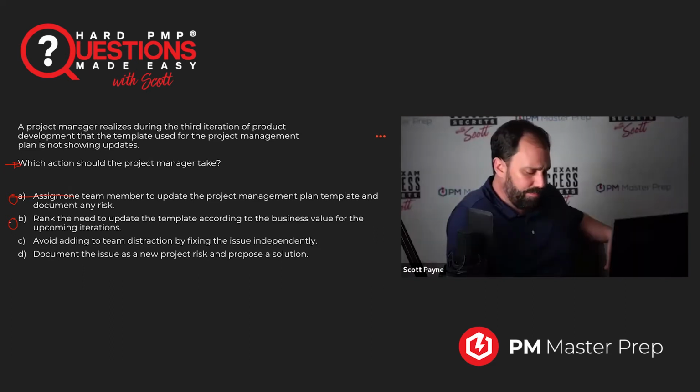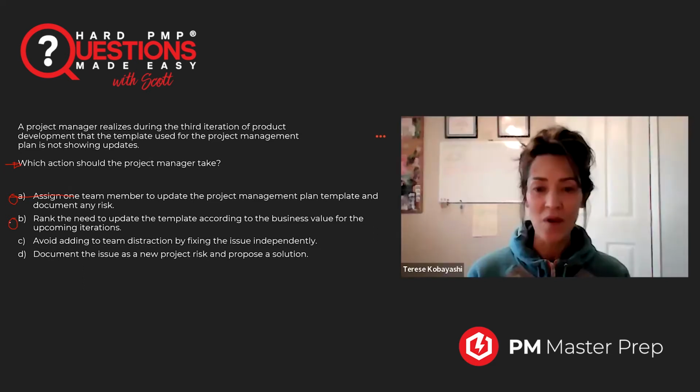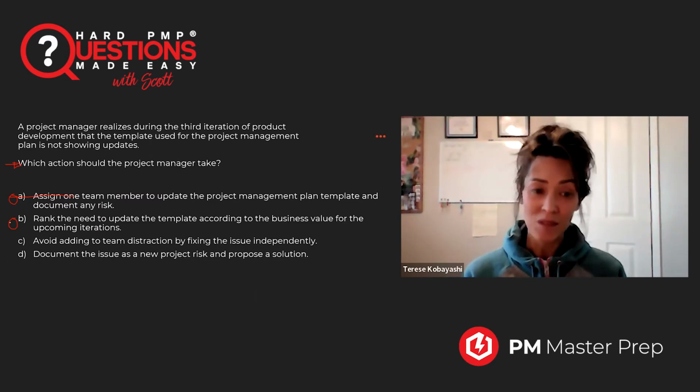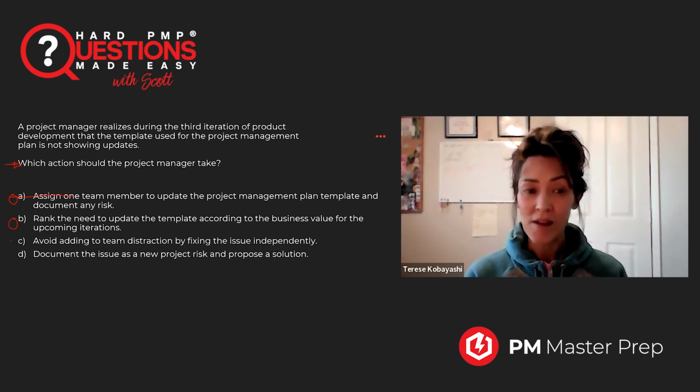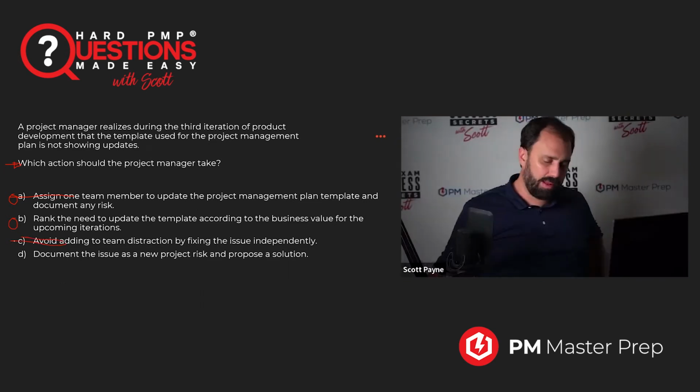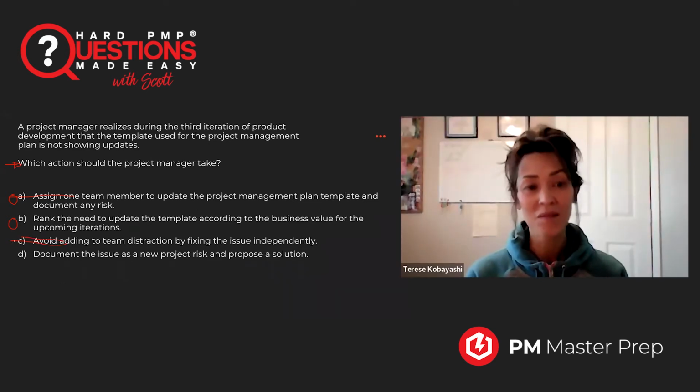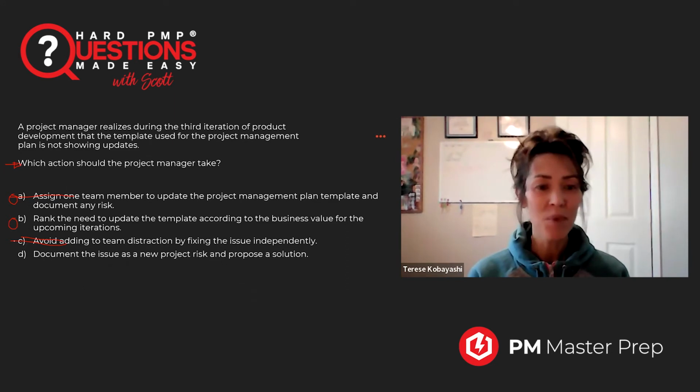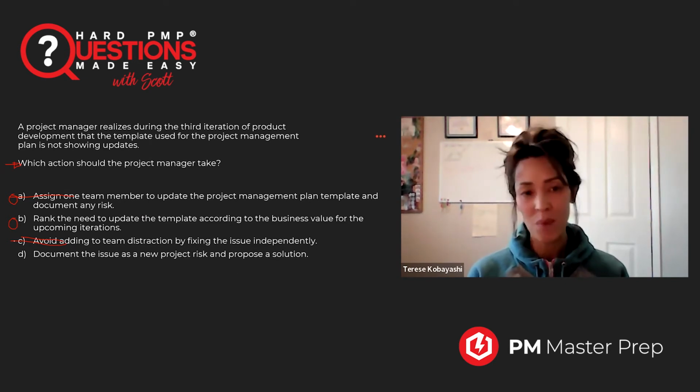Talk to me about why. Typically, the project manager is not going to jump there and resolve everything. I would think you would need to work with the team. Okay. D, like, they're not going to learn unless we let them make the mistakes themselves and do the work, and self-organizing and all of that. Okay. D, document the issue as a new project risk and propose a solution. I don't know that it's that big of an issue yet, that it would be a risk. So for me, I would go with B.